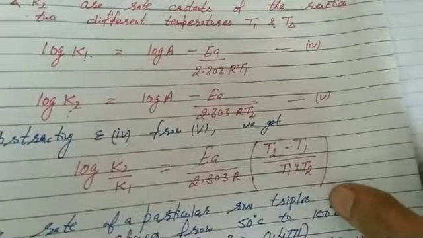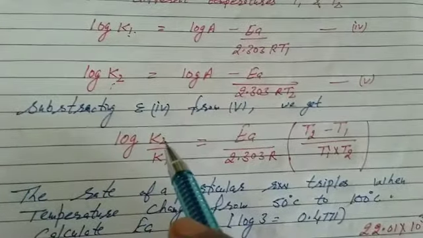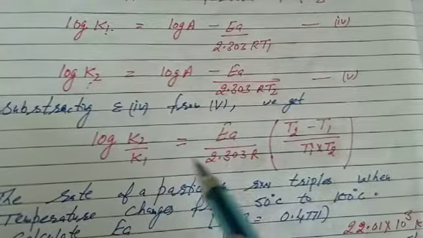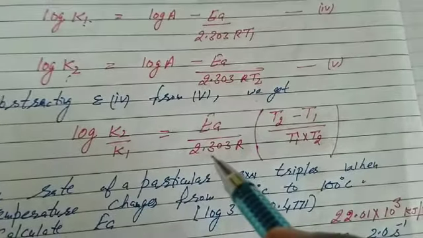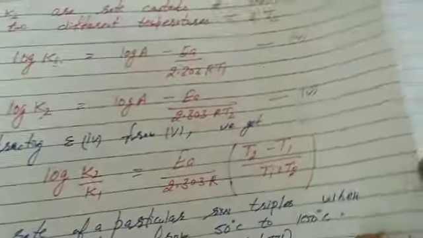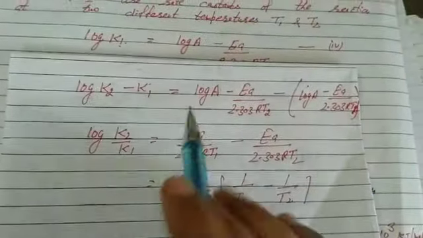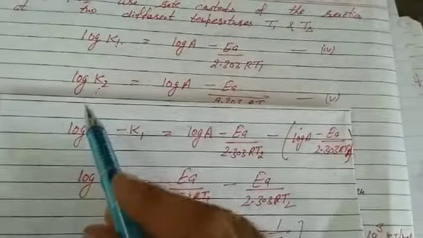After this, equations 4 and 5 are obtained. Subtracting equation 4 from equation 5, it becomes log k2 over k1 is equal to Ea upon 2.303 R into T2 minus T1 upon T1 into T2. Subtracting equation 4 from 5, students, it's clear. Log k2 minus log k1.